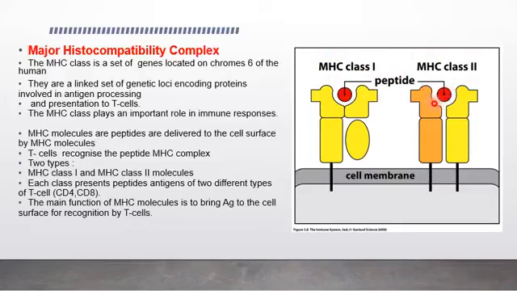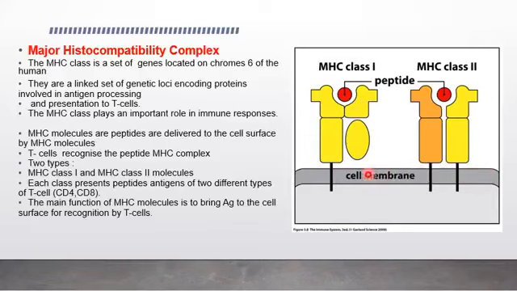There is the groove here, which is where the peptide fragments will insert. Each class presents peptide antigen to two different types of cells, CD4 and CD8. CD4 for T helper cells, CD8 for the T cytotoxic cell. Okay, please focus on these points, because they are very important to know about the MHC class 1.